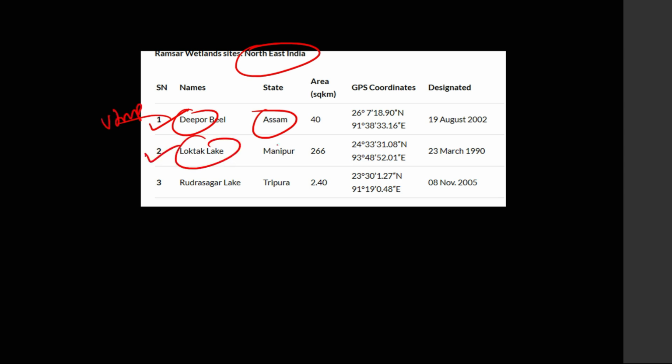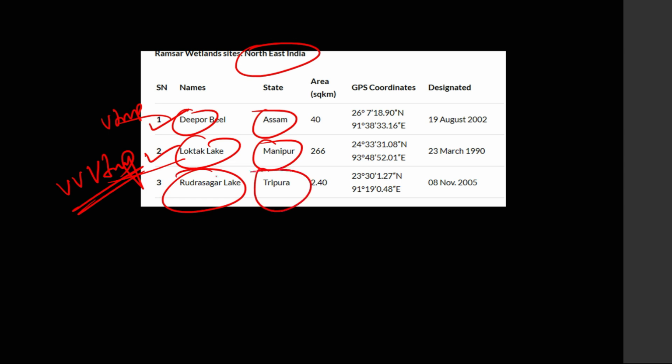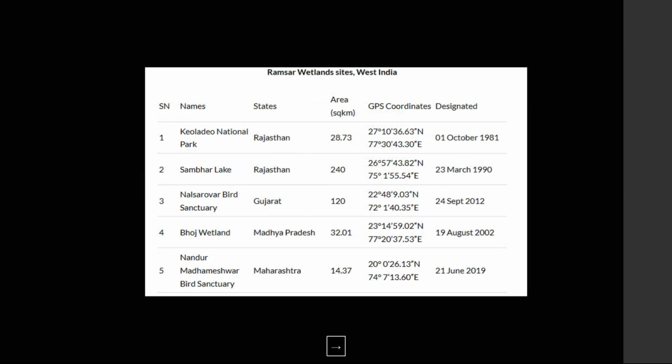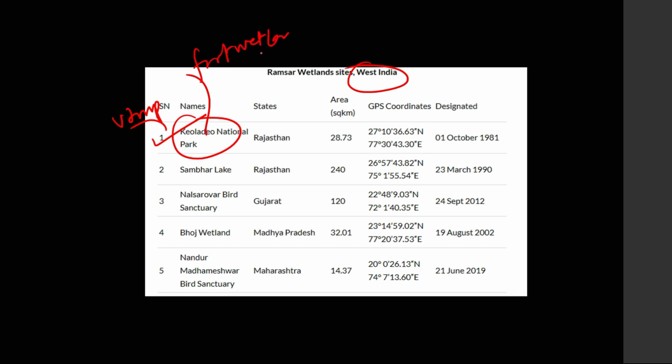Then Loktak Lake, again Manipur, very very important. Loktak Lake, floating lake. And then Rudrasagar in Tripura. Next you can see in West India we have the Keoladeo National Park, very important, because Keoladeo National Park was the first wetland in India, first wetland under Ramsar Convention in India, very very important.